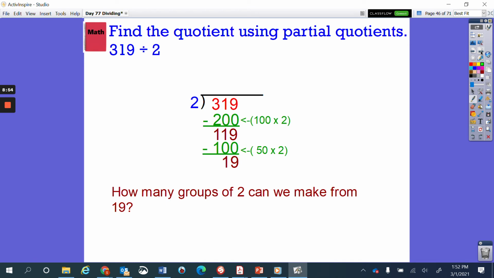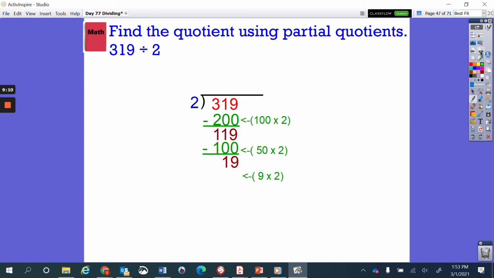How many groups of 2 can we make from 19? Let's see. I know 2 times 10 is 20, but 20 is too high. I don't have 20 to take away, so I can't do 10 groups. But I could do 9 groups. 9 groups of 2 is 18. So 18 is as close as I can get without going over the 19 number. I subtract, and I'm left with 1 remainder.